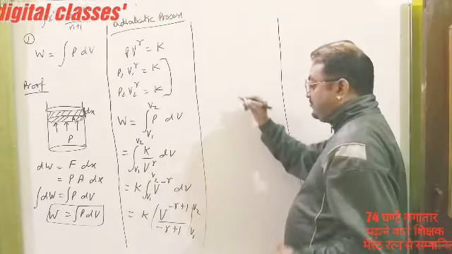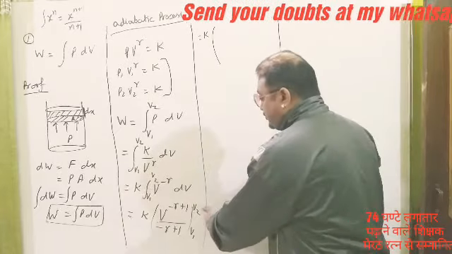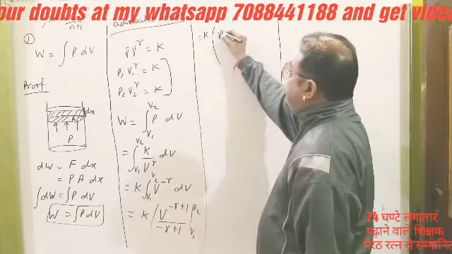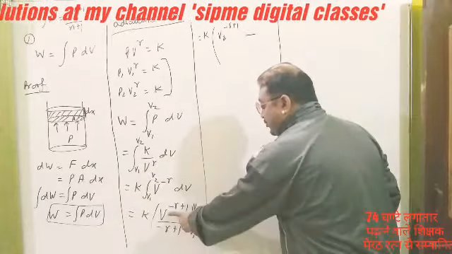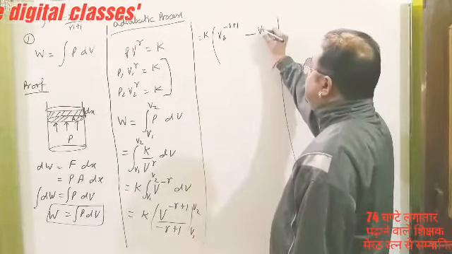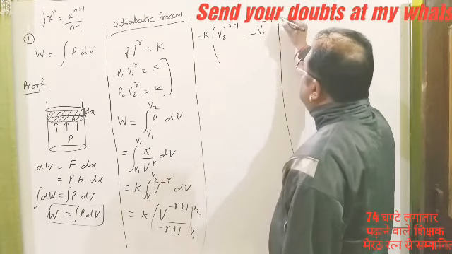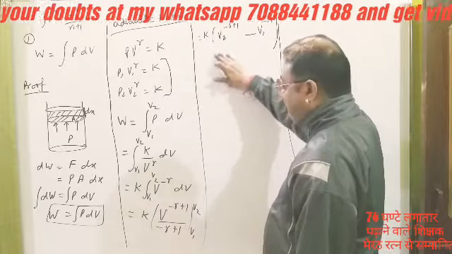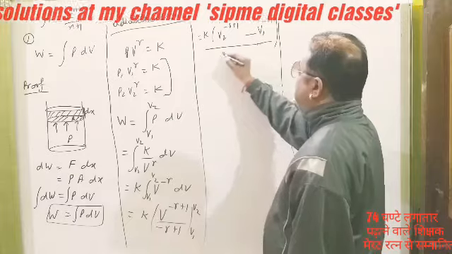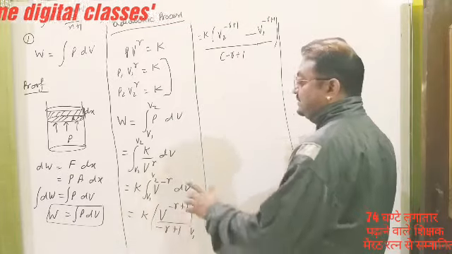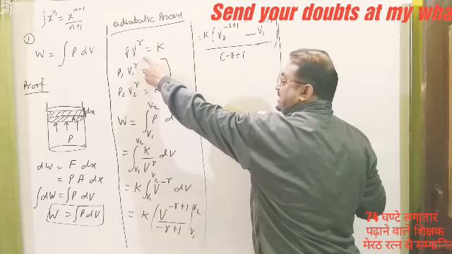When we open the bracket, we get K, put firstly V2. So V2 raised to power minus gamma plus 1 minus, instead of V, put V1. So V1 raised to power minus gamma plus 1, divided by minus gamma plus 1, that is written here. Minus gamma plus 1. Now pay attention, PdV, P is K upon V raised power gamma.